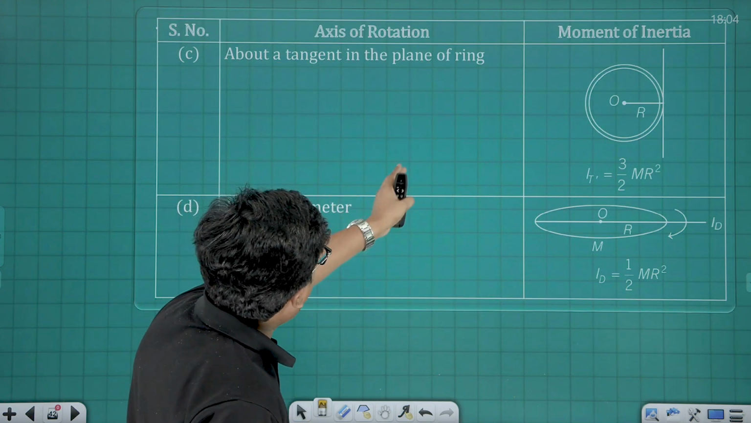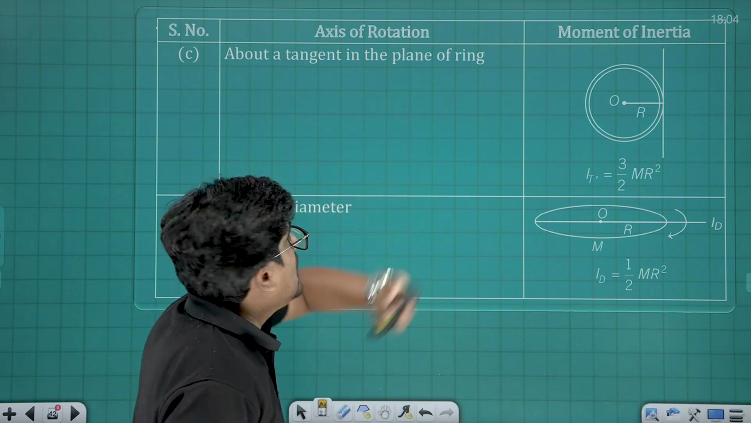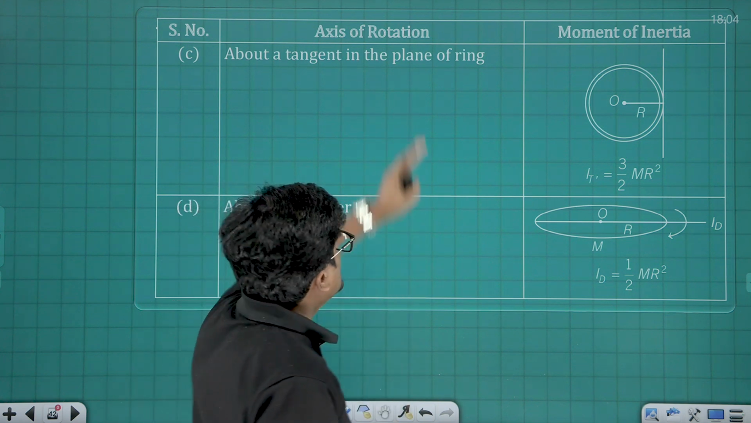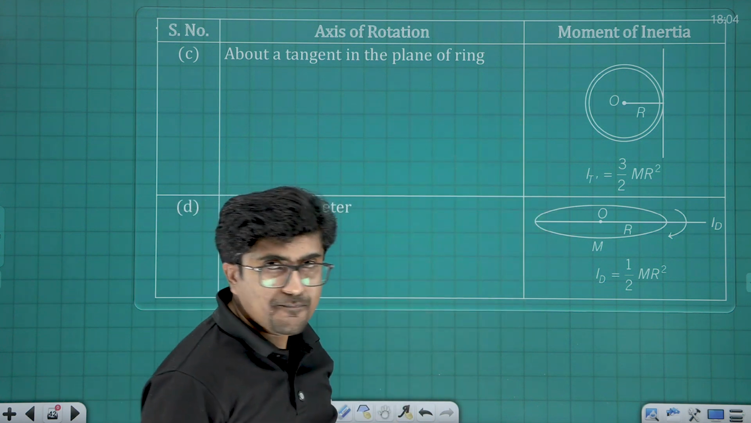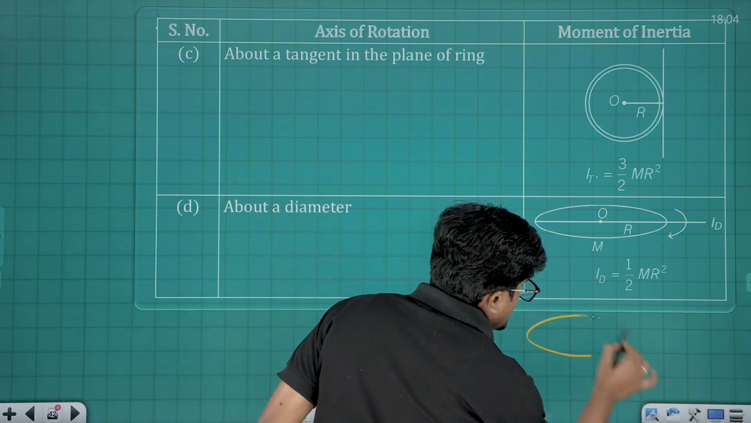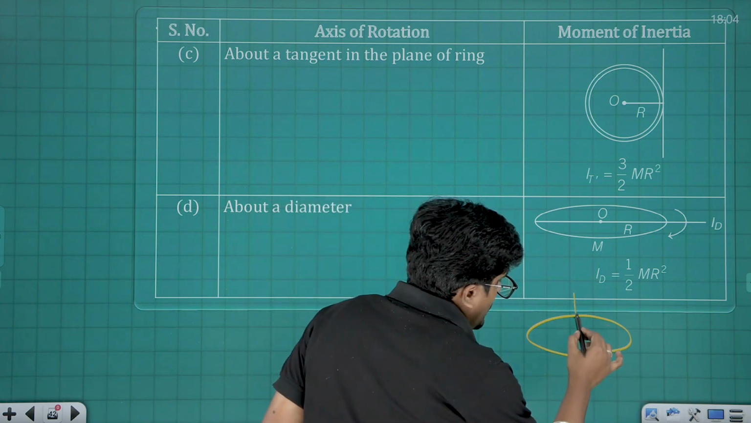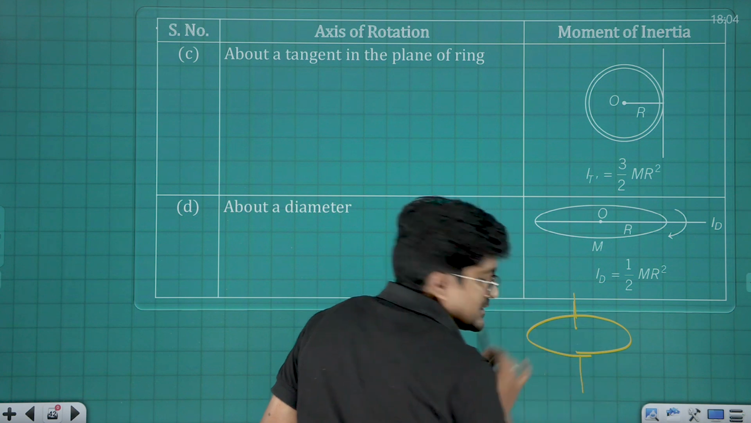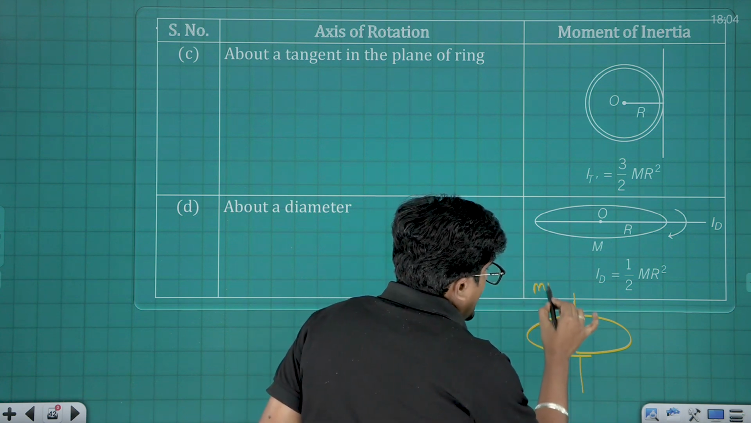About the tangent in the plane of the ring. Okay. So before going to that, let's discuss this. What I am going to do is, this is the ring. We know the moment of inertia with respect to this axis. What is it? It is mr square.